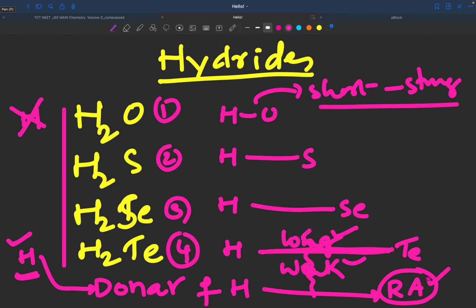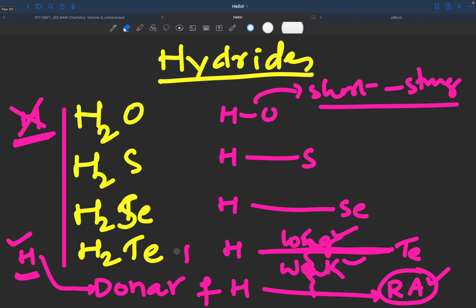Yes, sir. Right. This bond is stronger and it cannot be a donor of hydrogen. So therefore it cannot donate the hydrogen that easily. So that's why the reducing property increases down the group. Right. So this is the first thing about these hydrides. We'll talk about the second thing about these ones, their boiling points we have to check.